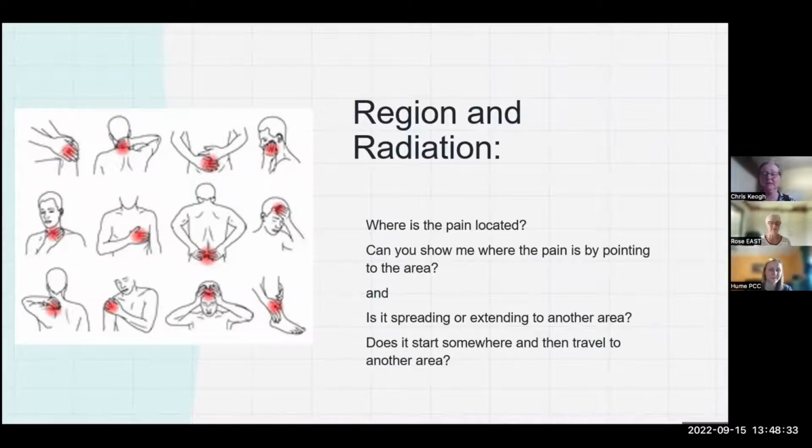Okay. And then we know where it is, and does it extend? Does it go anywhere else? As I talked about, that liver pain is often right across your tummy and goes into your back, or another common one might be sciatic type pain. So you've got pain in your lower spine and into your buttock, and then it travels down your leg.